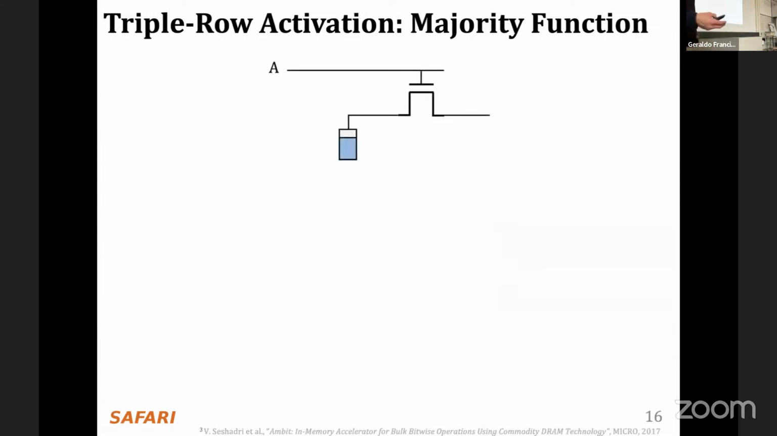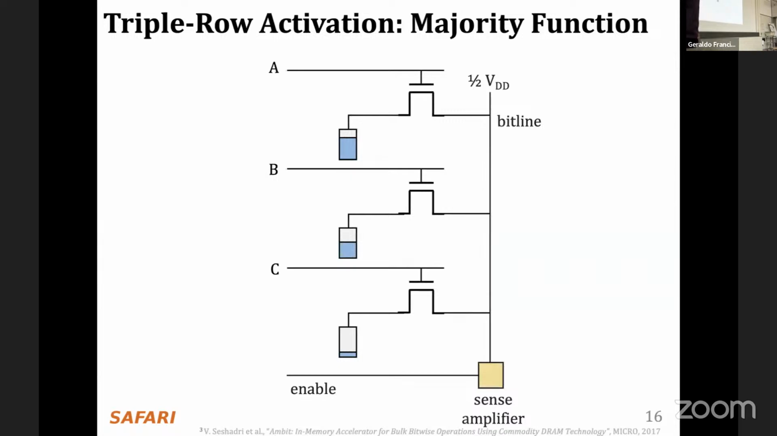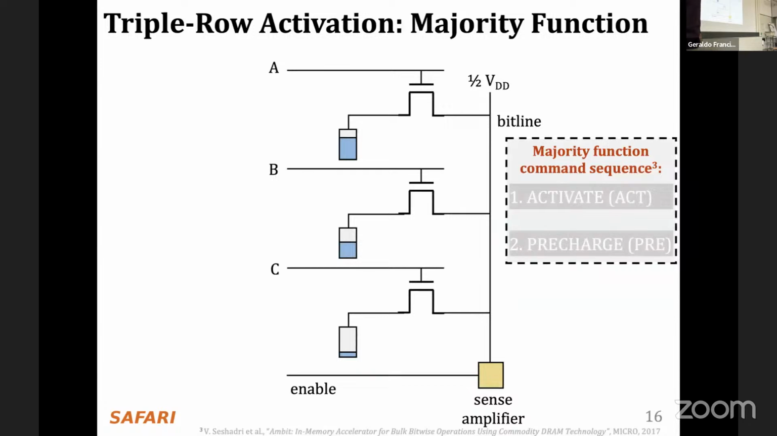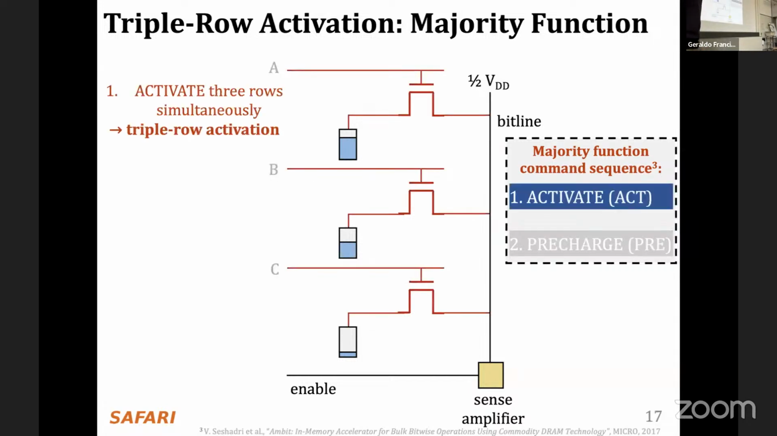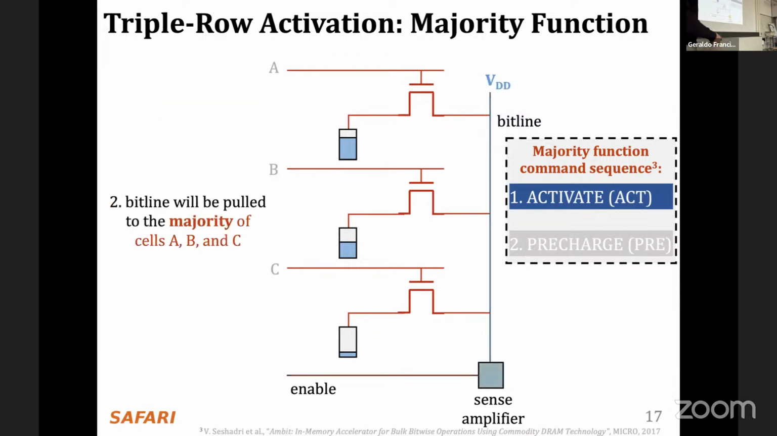Likewise, we can also implement majority operations of 3 rows, A, B, and C, that share the same bit line inside the DRAM subarray by issuing a sequence of commands called triple row activation. This command activates 3 DRAM rows at the same time, which allows the 3 DRAM cells to share their charge with the bit line voltage and the sense amplifier at the same time. The sense amplifier is then going to pull the voltage level of the bit line to the majority of the voltage levels of the cells stored in A, B, and C.